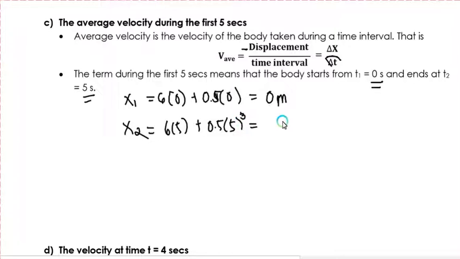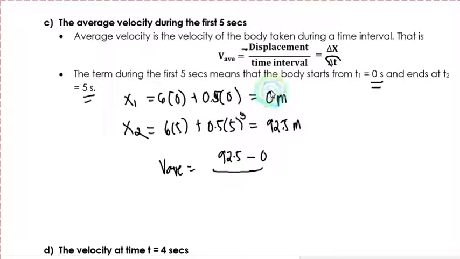We already got this from our previous sum. So this is equal to 92.5 meters. This is what we will use for the average velocity. For the average velocity, this is equal to our displacement, so 92.5 minus 0, divided by our time interval, which is 5 minus 0.